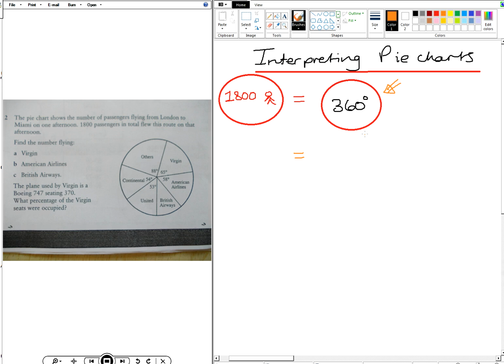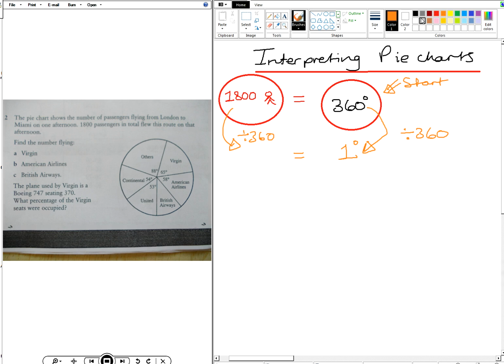Now we need to work out what each degree is worth on the pie chart in order for us to then work out how many people are in each section of the pie chart. So we start at the degrees because the question starts with degrees in the diagram. We need to go from 360 to 1 degree. So how do we get from 360 degrees to 1 degree? We divide it by 360. And what we do on the right hand side, we do on the left hand side. So if we have 1,800 and we divide it by 360, what will that give us?